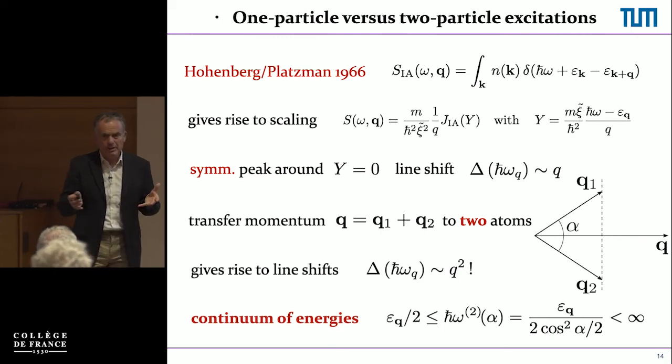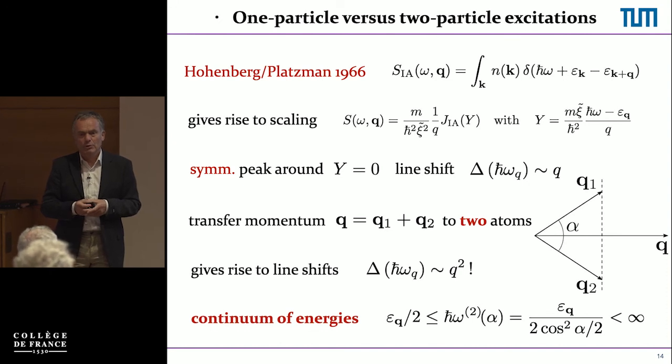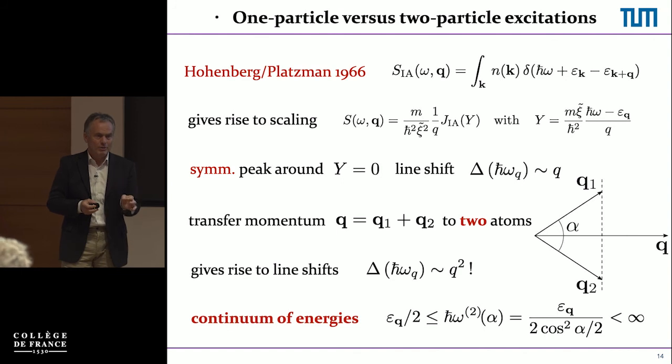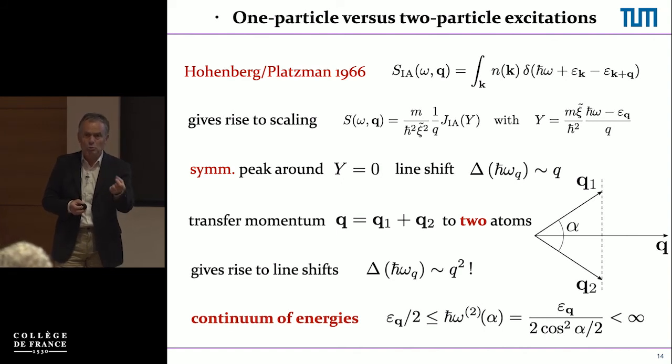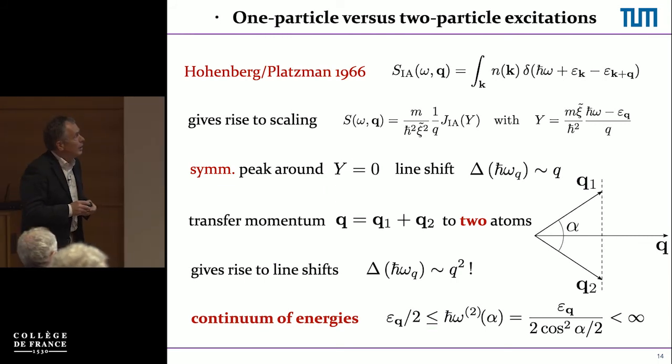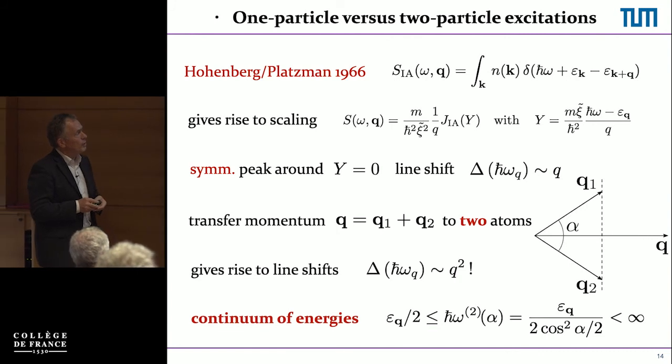But this will never give you a negative line shift. What's going on? Well, if you are working at high momentum, you may transfer your momentum not only to a single particle, but to 2, 3, and so on. Then things are very different. Imagine you transfer a given momentum q to 2 atoms, and for simplicity I do it symmetrically on both sides. Then, depending on the alpha in between, I can get a complete continuum of spectrum.